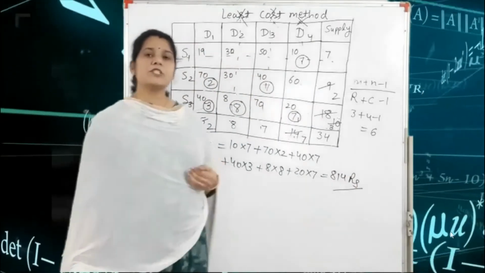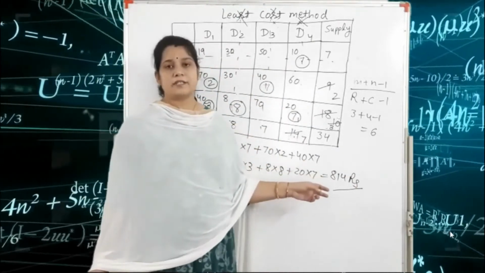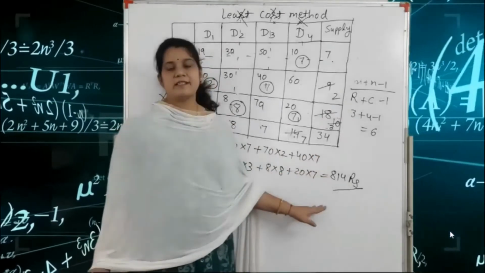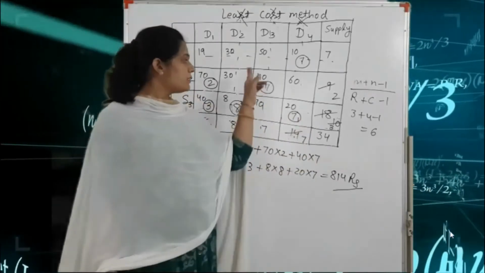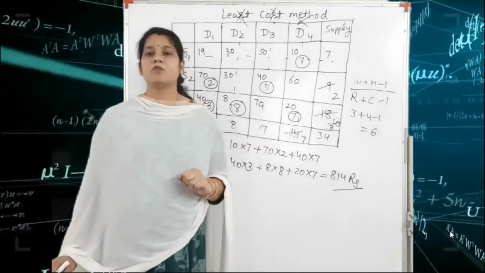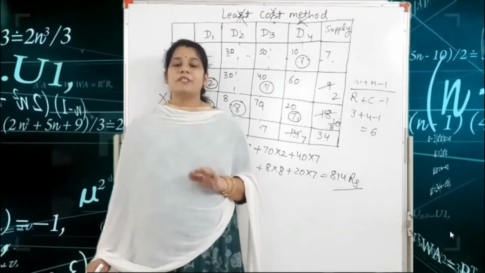If a question is given in thousands or lakhs, you must write the unit here. Always write the unit: rupees, lakh, thousand. Okay, so this is the example of the least cost method. The least cost method also gives us a feasible solution.